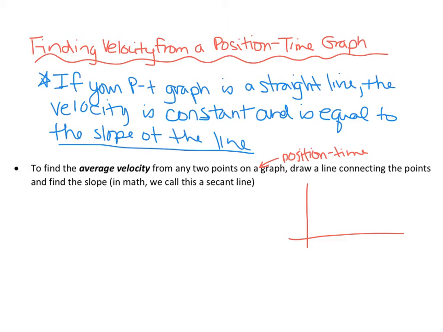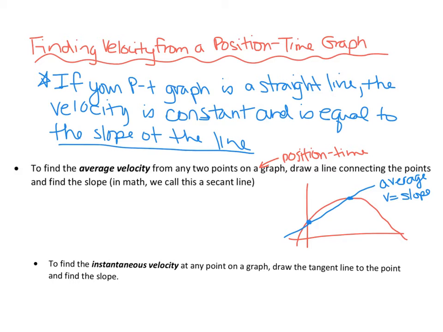Let's say you have something that looks kind of like a parabola. If you want to find the average velocity between 0 and this point right here, you draw a line between those 2 points and find the slope of that line. That will give you the average velocity there. So I'm going to write: our average velocity equals the slope of that blue line right there.